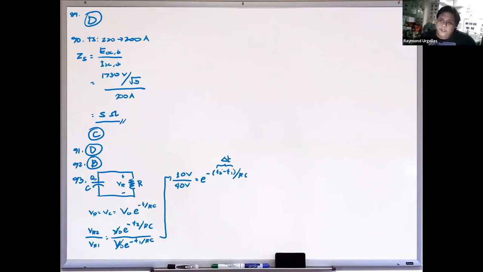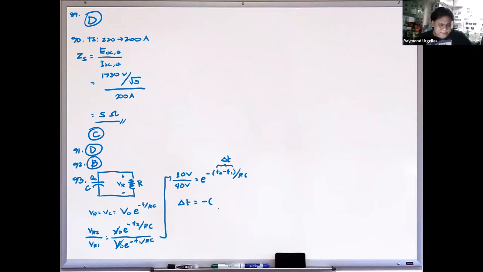But if you didn't think of this, that's okay. You can solve this by solving T2 and T1 individually, because we know that our V0 is 50 volts. So we can solve that. Anyway, solving for delta T here, this should be equal to negative RC.